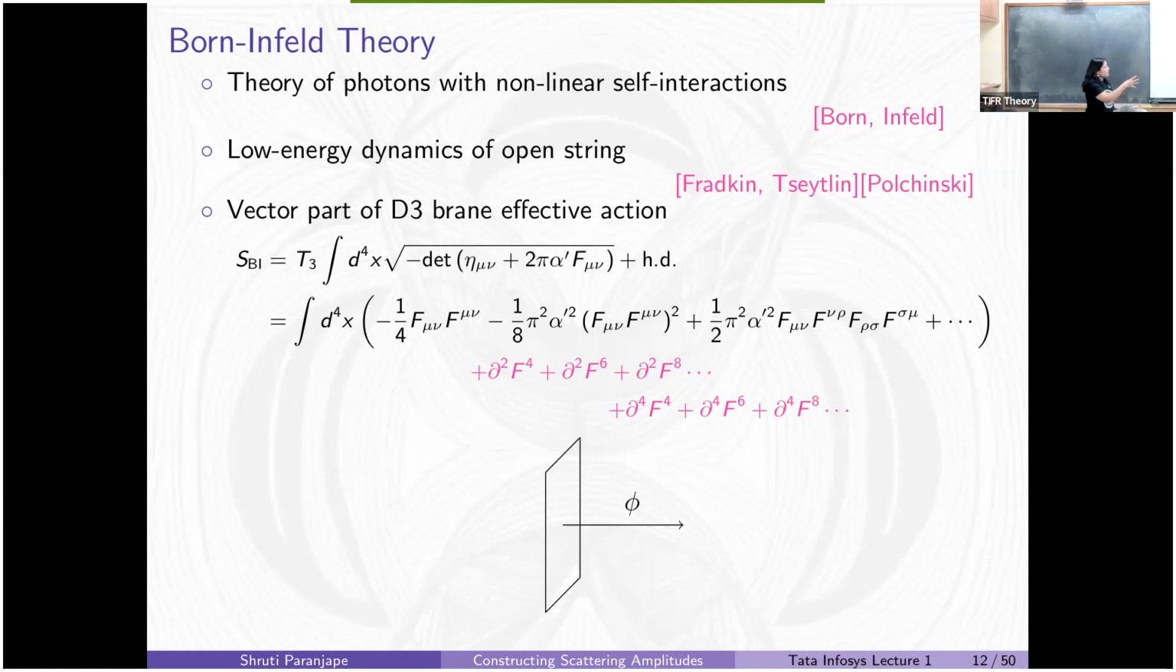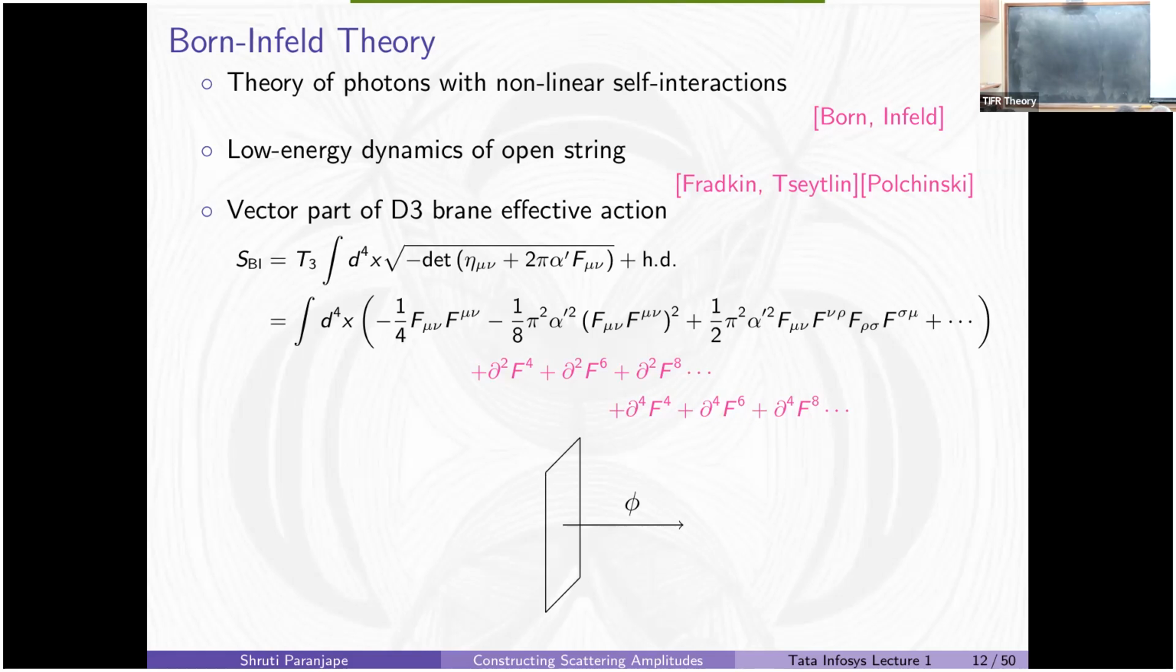So in 4 dimensions, what you're thinking about is the space filling D3 brane, and actually I don't know why I drew this, but you don't have this scalar modulus if you're thinking about it as space filling. So you just have the wiggles of the string on the brane, and that's the gauge field. Okay. So this is just a fully vector action.